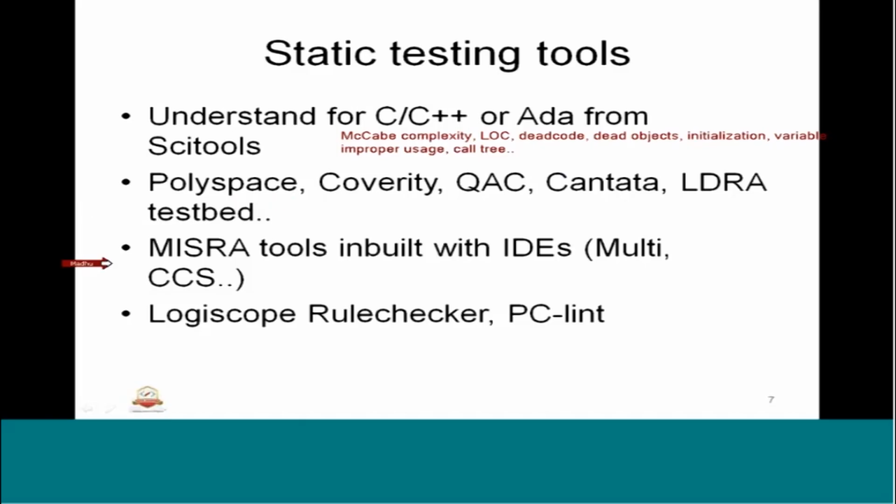Of course, as I said, the MISRA tools for guidelines and rule checking. We have the IDEs such as Code Composer Studio, Multi, etc. They have an inbuilt feature which can be triggered and used on the developed code, which will report an error or the violation of the MISRA rule, saying that such and such rules have been violated, and the violations can be reported as a static analysis output. That is how these tools can be used.